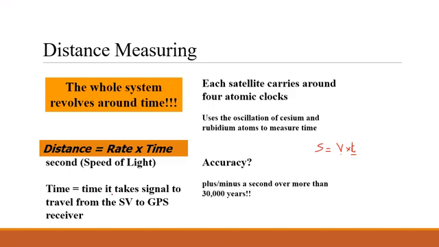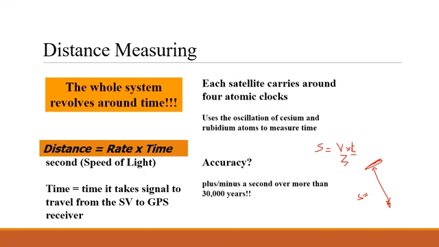Time is the time it takes the signal to travel from the satellite vehicles to the GPS receiver. For example, this one is a satellite and this is a GPS receiver. So the distance can be measured using the above formula: S is equal to VT, where V is the speed of light, which is C equal to 3 into 10 to the power 8 meters per second.